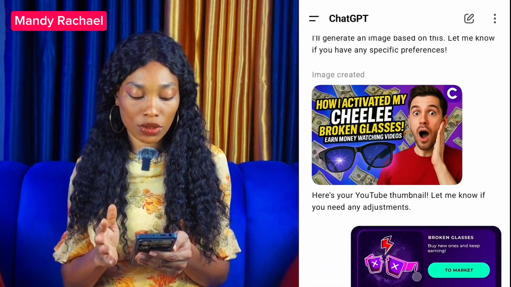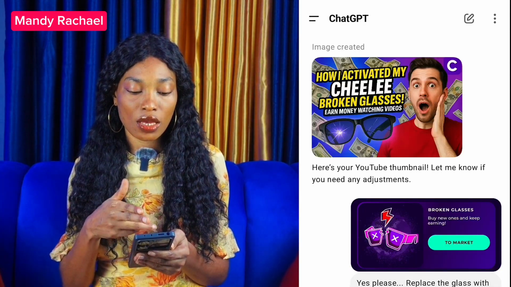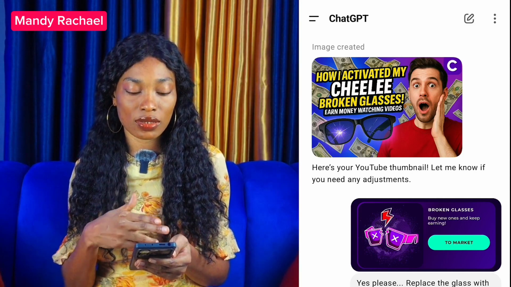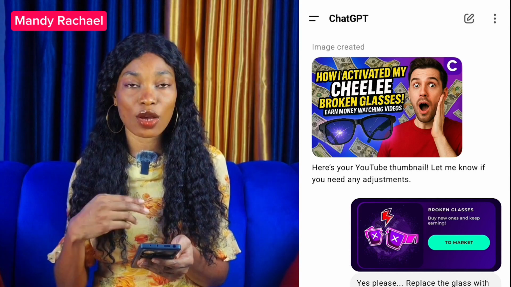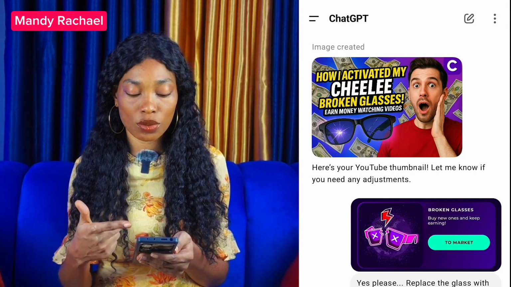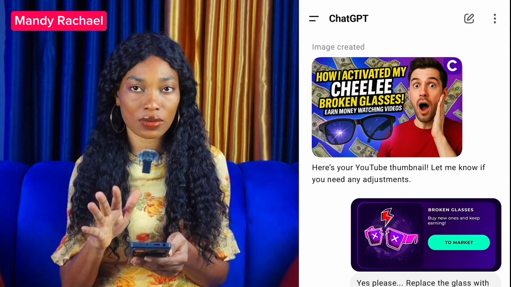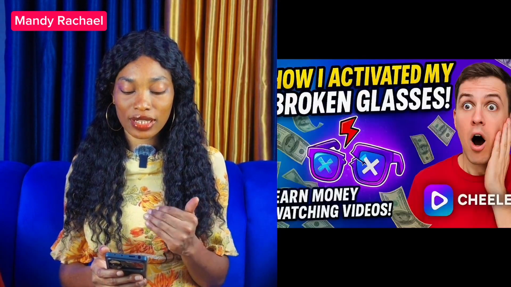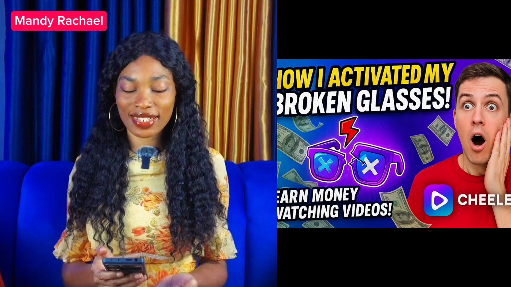Now, I told ChatGPT to replace the glasses, because the glasses that ChatGPT actually put here are just like normal glasses. So I told ChatGPT to replace the glasses with the chili glasses. Do you understand? With the chili broken glasses. So I uploaded that glass for ChatGPT. That was what I did here. I uploaded the glass for ChatGPT to replace it for me. And I like the design, just replace the glasses for me. And ChatGPT actually did that. This was the updated version that ChatGPT created for me, replacing the glasses with the chili glasses.